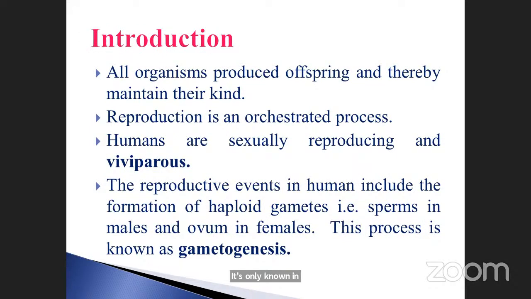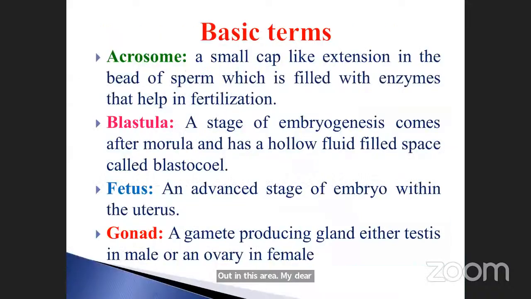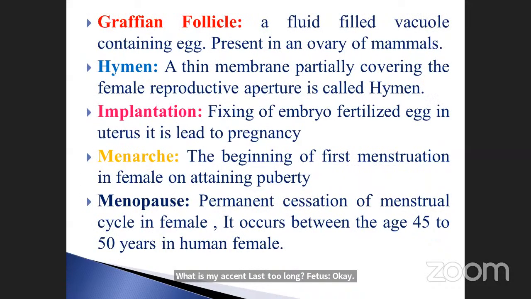Any doubt in this area, my dear students? Do you have any doubt in this area? What is acrosome, blastula, fetus? Okay, graphene, folic, inflorescence, menarche, and also, it's interfering. Why is it coming?